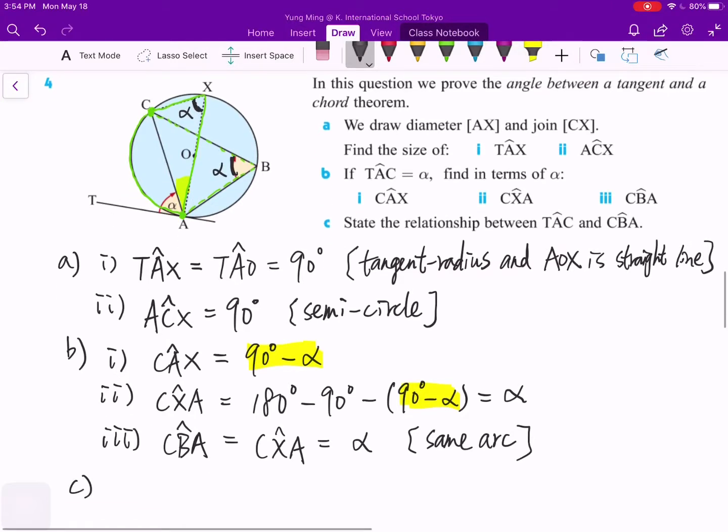So part C, you can state the relationship between TAC and CBA. Remember the actual theorem. The theorem is saying that the angle right here, that eats away this arc over here, will be exactly the same as any of the angles that subtend this arc over here. TAC is alpha, but CBA, according to all our proofs, we arrived at the conclusion that CBA is also equal to alpha. So we're just going to say TAC is equal to CBA. And that's exactly what the theorem is talking about, so we are done with the proof.